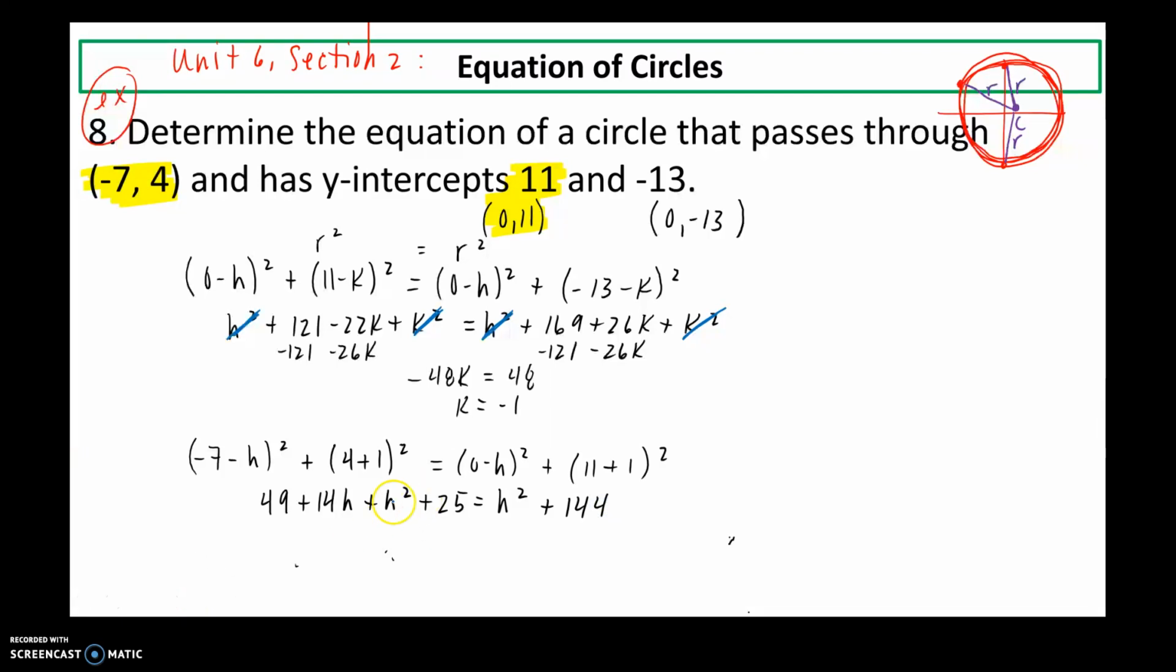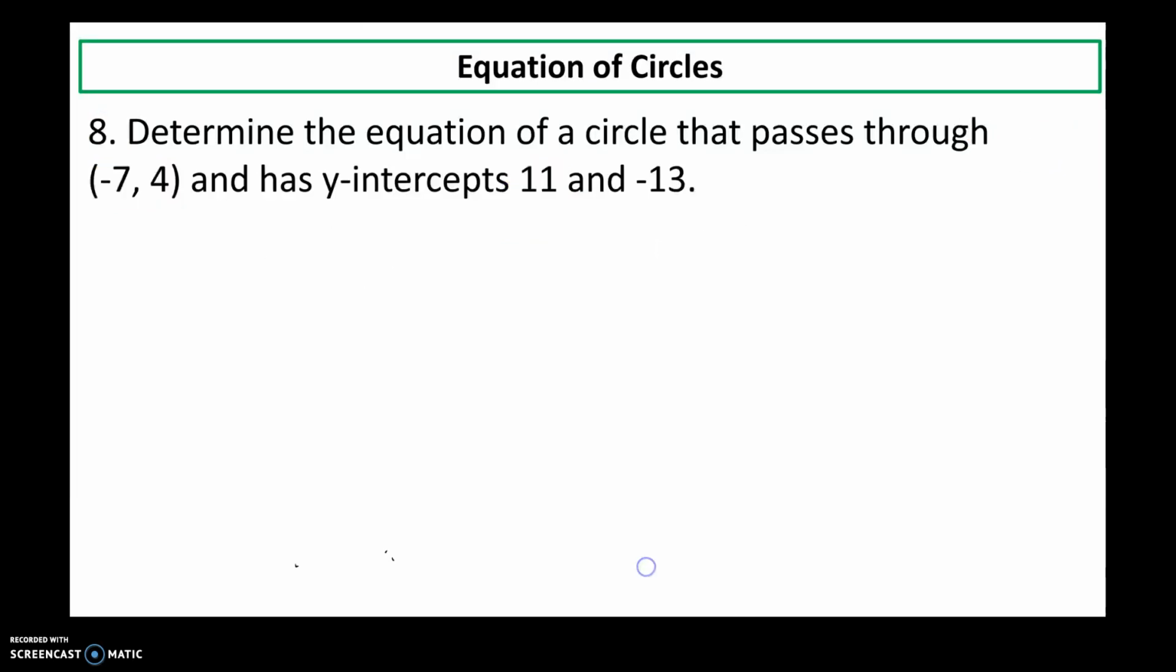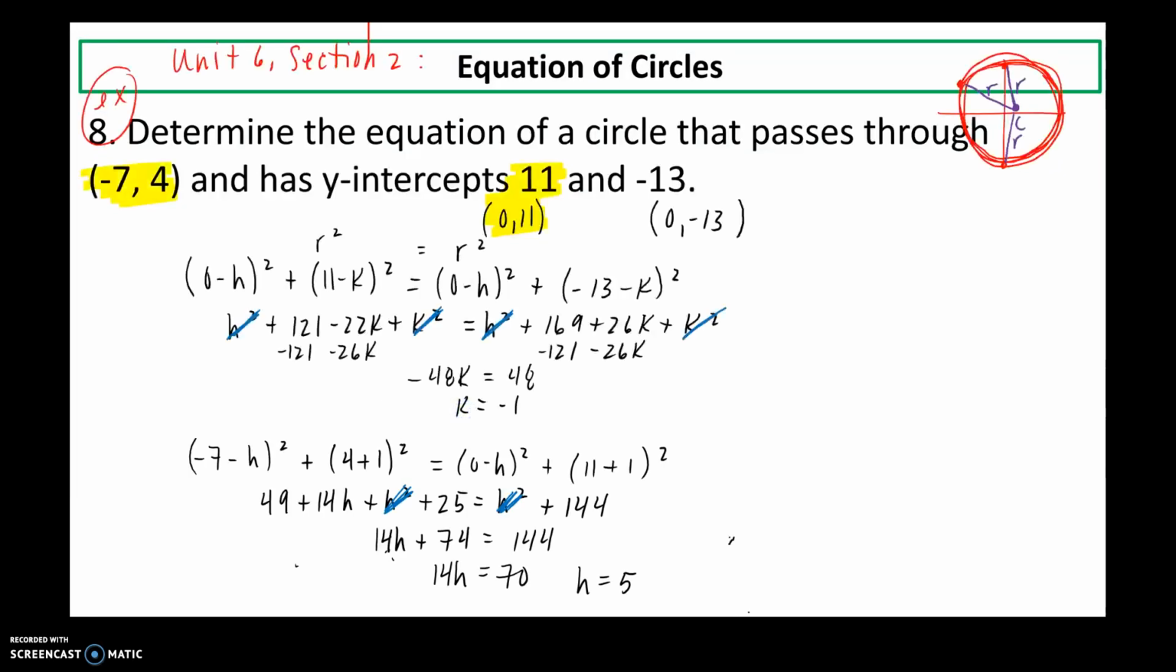So now I notice my h squareds again cancel. And I'll have 14h plus 74 equals 144. Subtracting 74 from both sides, I get 14h equals 70. So now the x-coordinate of my center is positive 5. Okay, so we're almost there.